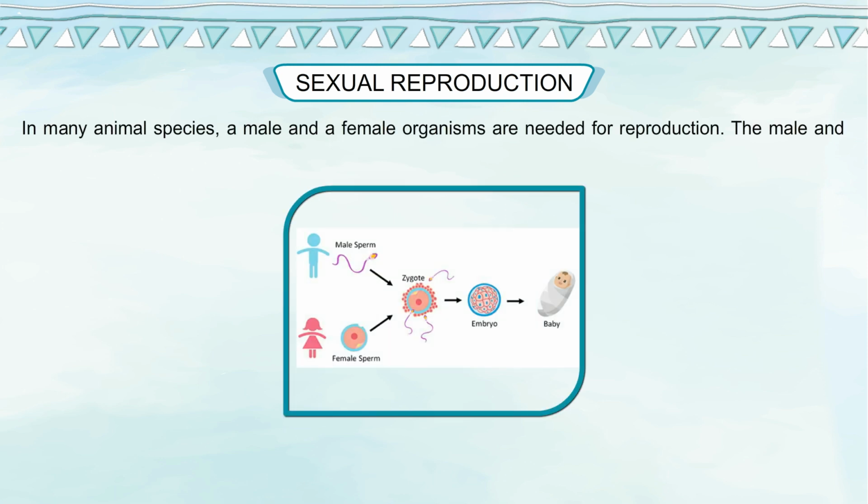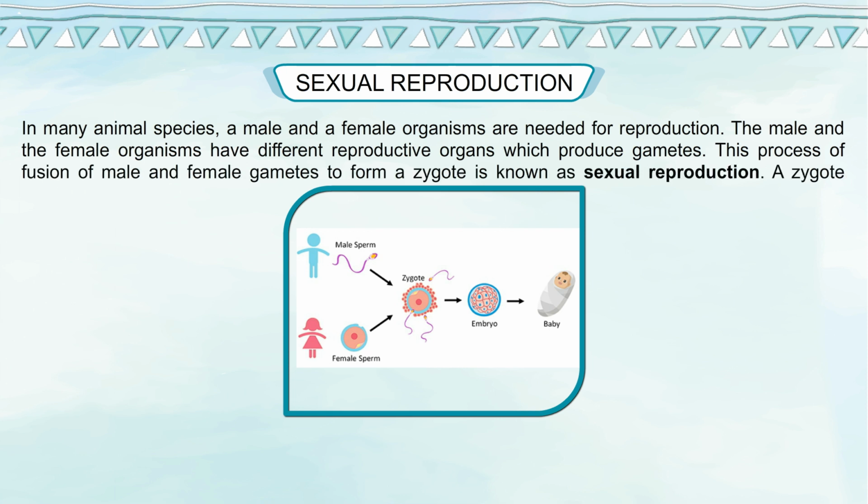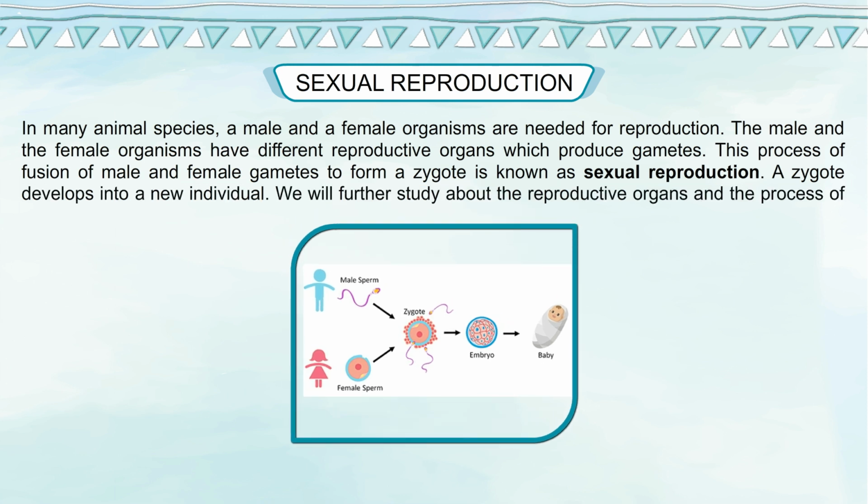Sexual reproduction. In many animal species, a male and a female organism are needed for reproduction. The male and the female organisms have different reproductive organs which produce gametes. This process of fusion of male and female gametes to form a zygote is known as sexual reproduction. A zygote develops into a new individual. We will further study about the reproductive organs and the process of reproduction in humans.